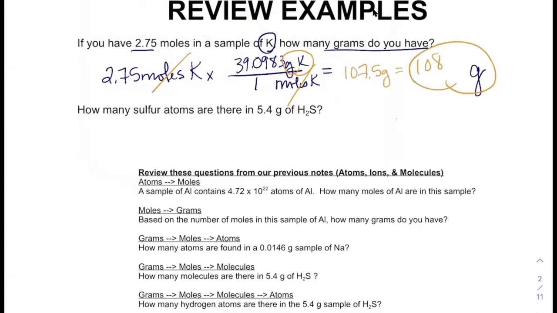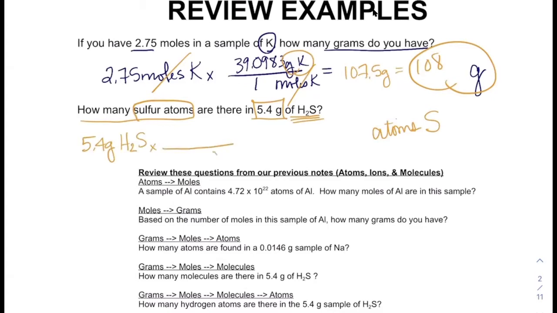Now the second example here, it wants to know how many sulfur atoms. So we're looking for atoms of sulfur and 5.4 grams of H2S. So we start with 5.4 grams of H2S. And so the first thing I'm going to do is go to moles from grams. So grams of H2S is going to be on the bottom. So my units cancel, and then we're going to have moles on the top, moles of H2S.